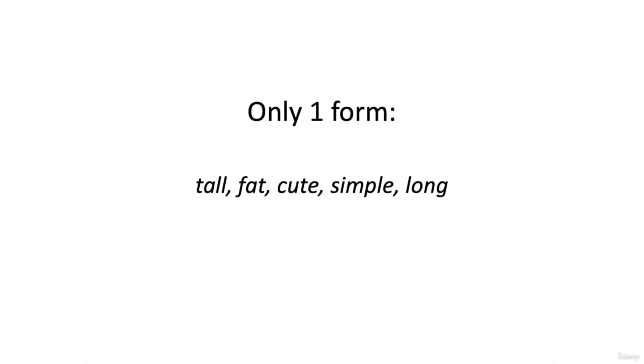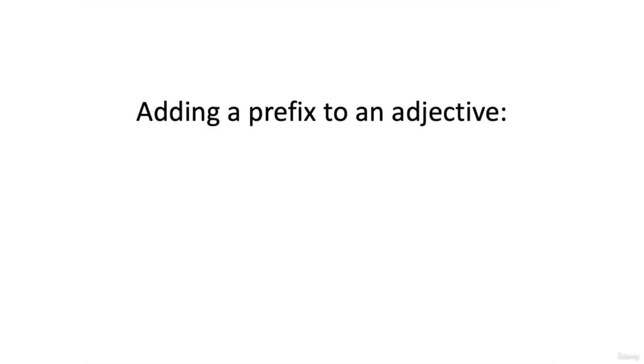Some adjectives have only one form. For example, tall, fat, cute, simple, long. While some adjectives can become their opposite meaning or antonym by adding a prefix to them.